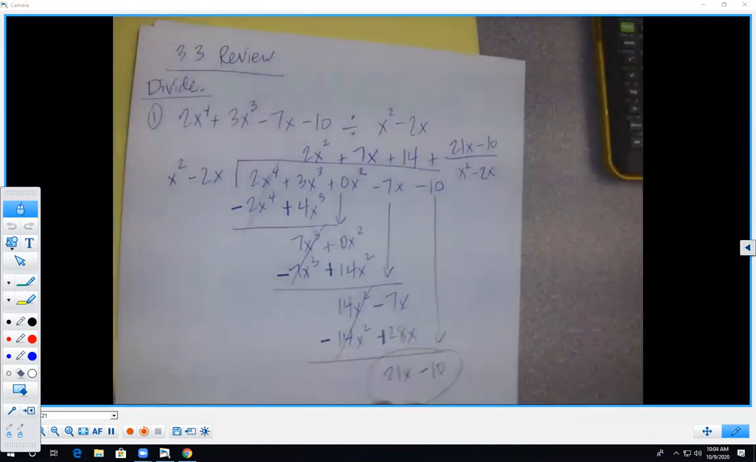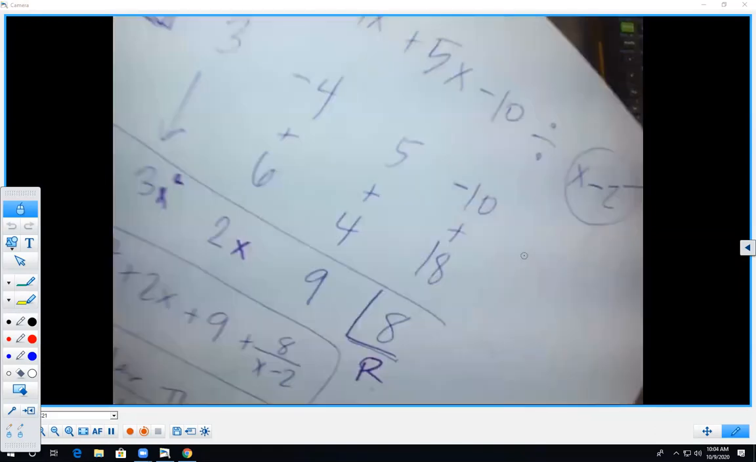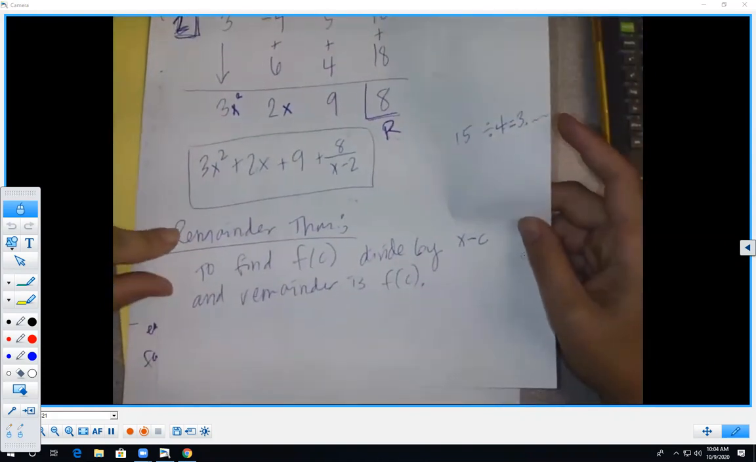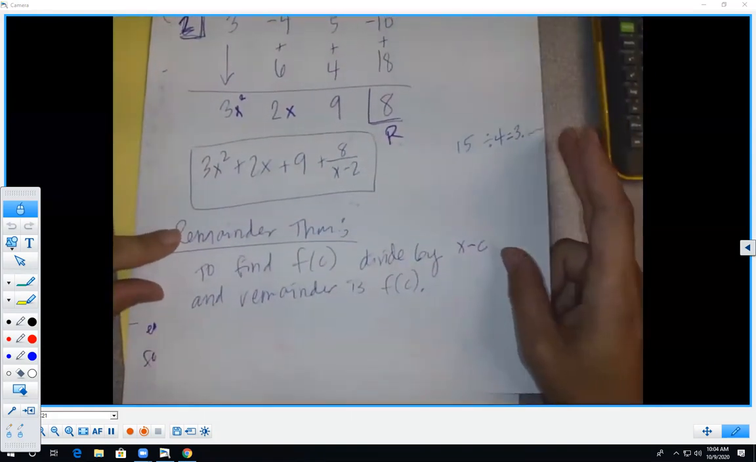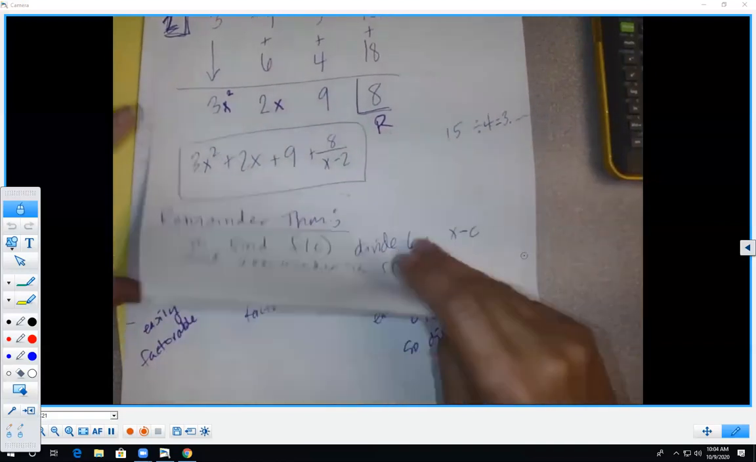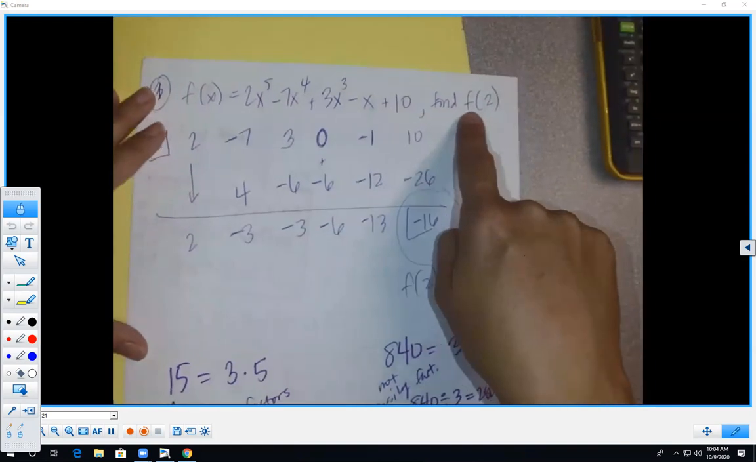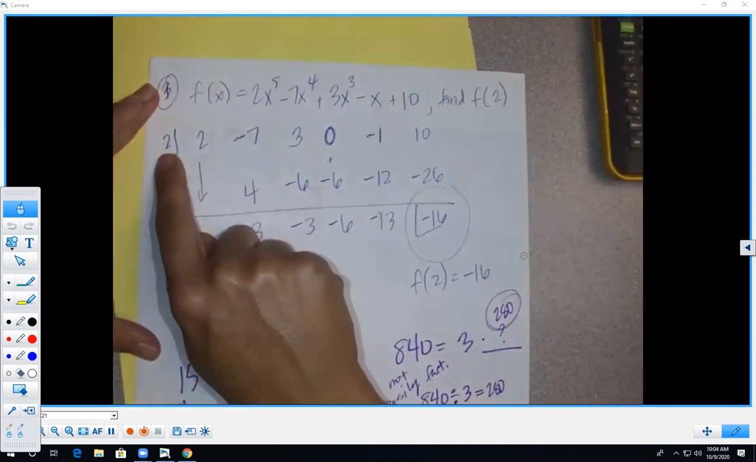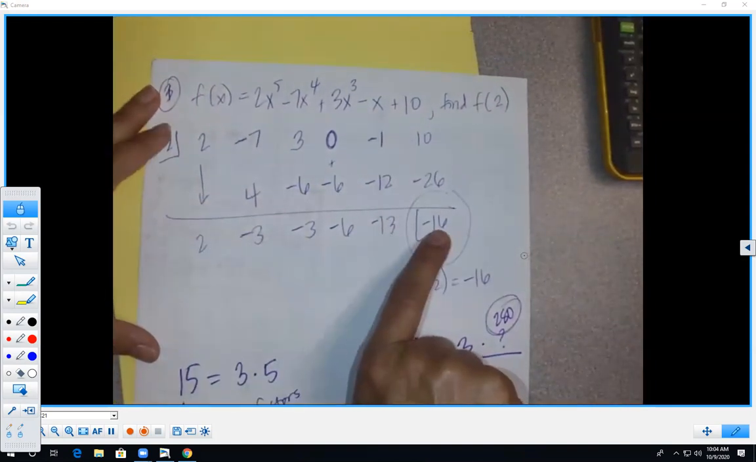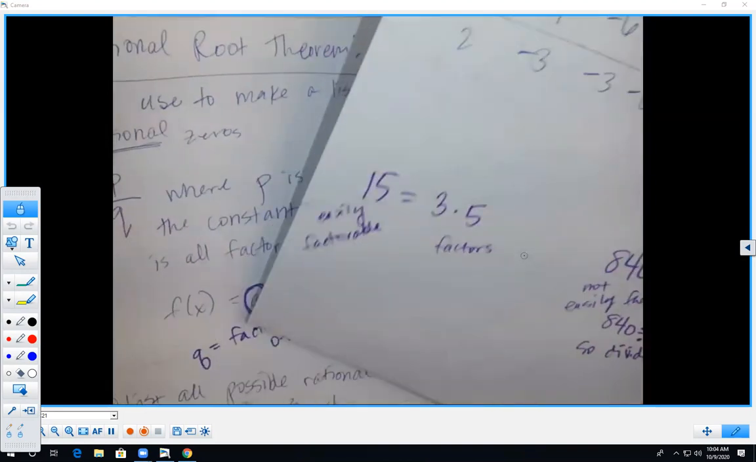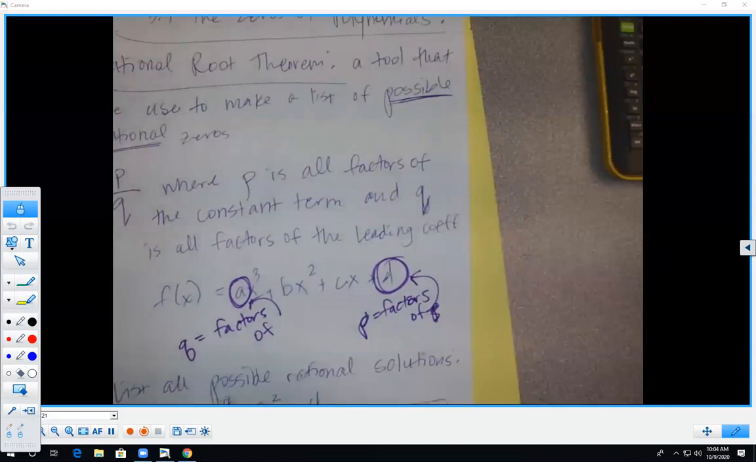Last time we started on section 3.4. We reviewed 3.3, long division, and synthetic division, and we talked about the remainder theorem. The remainder theorem says that if you divide by the root, for example, if I wanted to find f of 2, I just needed to do synthetic division by 2, and the remainder is the same as plugging that number in. And then we got into section 3.4.